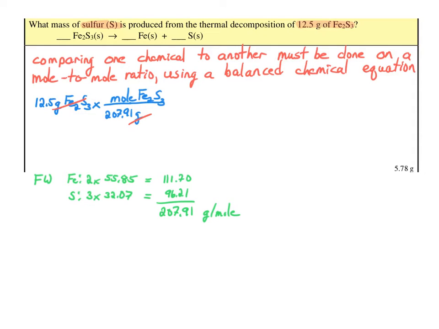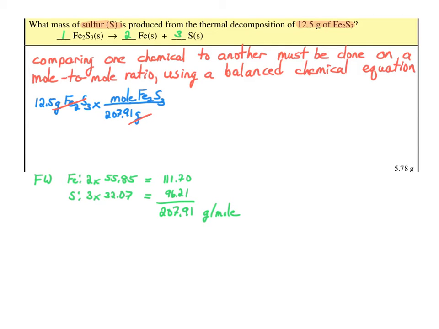To compare it to sulfur, we need a balanced chemical equation. This initial equation is not balanced. Let's start with 1. That means we have 2 irons, we have 2 of these, 3 sulfurs, 3 of these. All right, so now we have our balanced chemical equation.